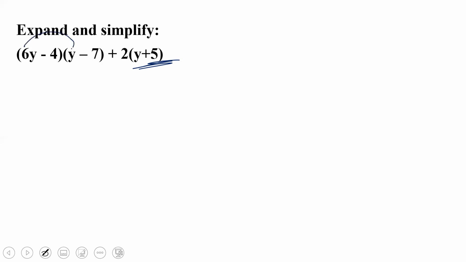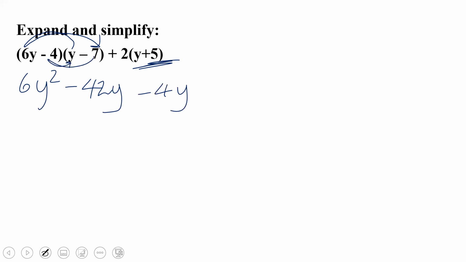All right, 6y times y will give us 6y squared. 6y times -7 will give us -42y. -4 times y will give us -4y. -4 times -7 will be +28. And we continue the expression using the answers that we get from this section here. So that's 2 times y is going to be 2y. That's definitely positive. And 2 times 5 is going to be 10. All right, feel free to go over that step again.